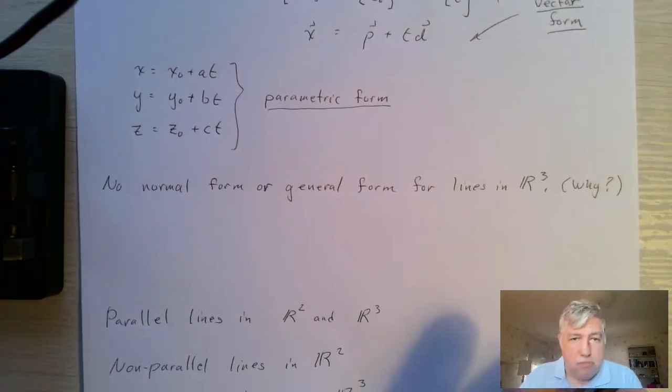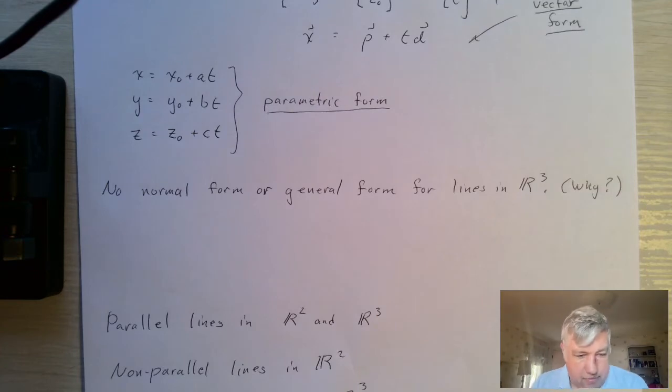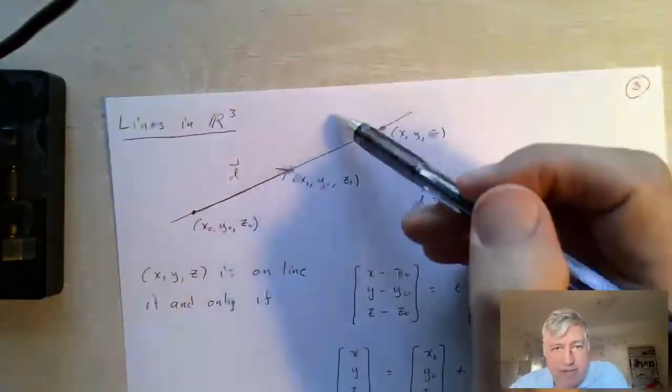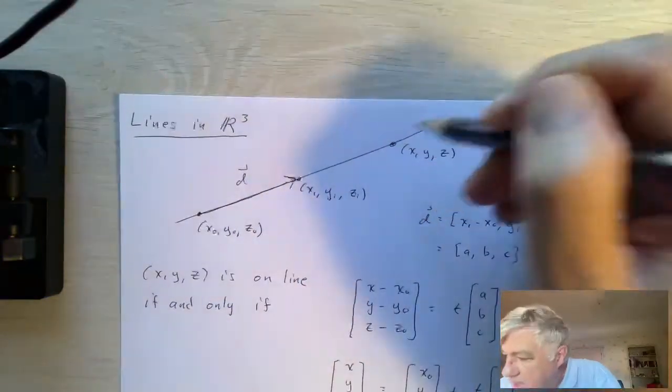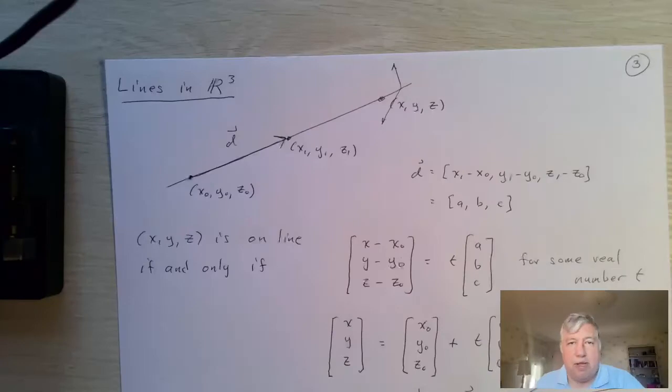differences. There is no normal form or general form for lines in R3. Okay, let's just think about why that's true. The reason is because, first of all, with normals, things have to be orthogonal to each other. And because we have an extra dimension here, there are going to be lots of vectors which are orthogonal to this line. Okay, right. So there's just not one. It's not like one vector will work. There's going to be a whole lot of them.